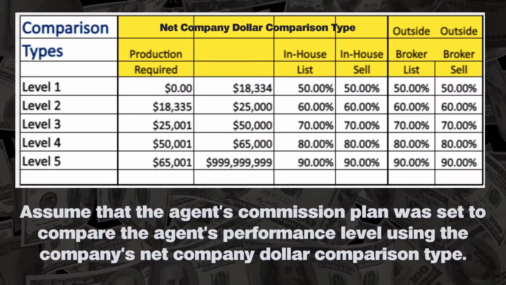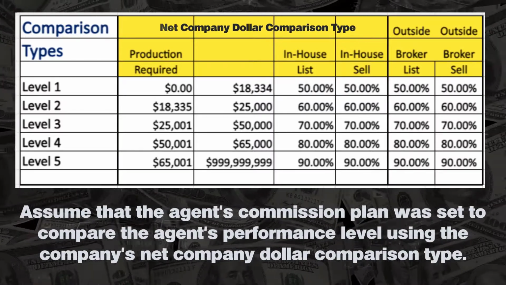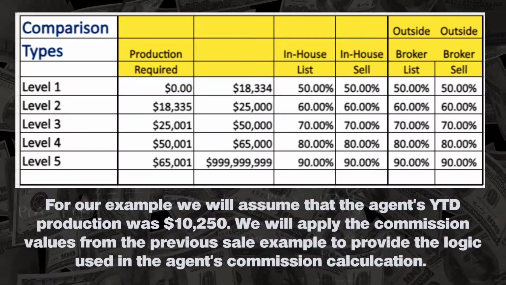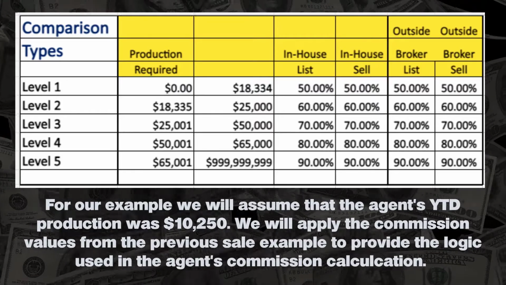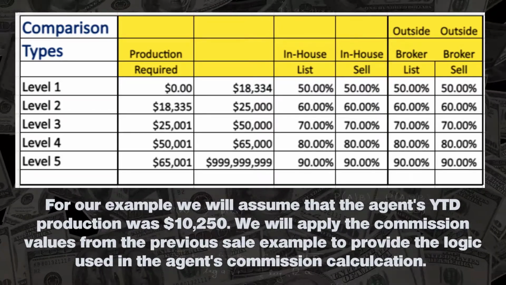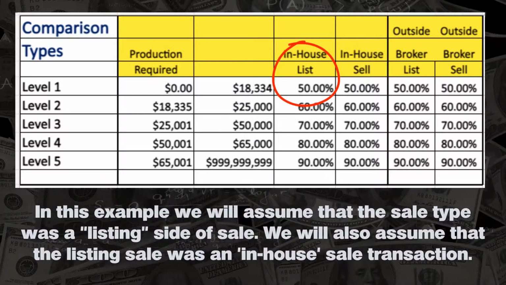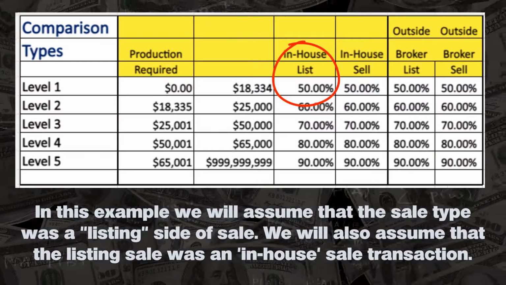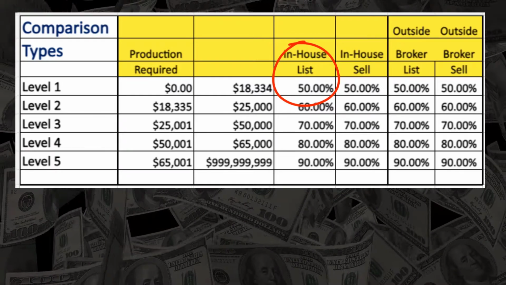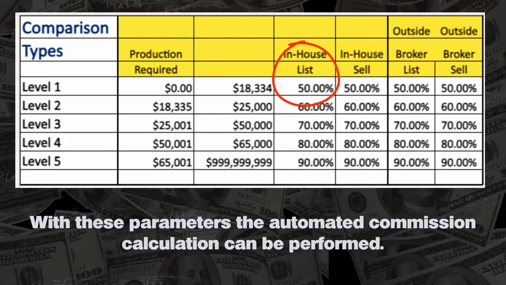Assume that the agent's commission plan was set to compare the agent's performance level using the company's net company dollar comparison type. For our example, we will assume that the agent's year-to-date production was $10,250. We'll apply the commission values from the previous sale example to provide the logic used in the agent's commission calculation. In this example, we will assume that the sale type is a listing side of the sale. We'll also assume that the listing side was an in-house sales transaction. With these parameters, the automated commission calculation can be performed.